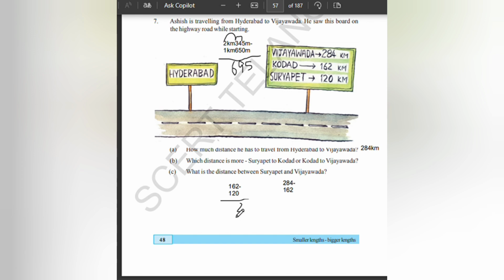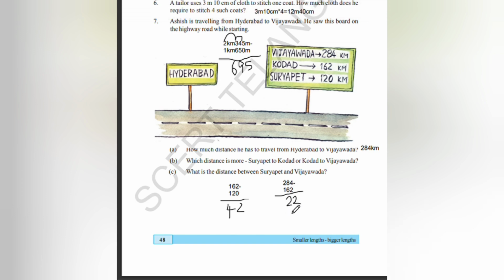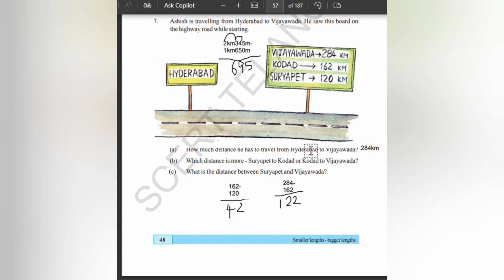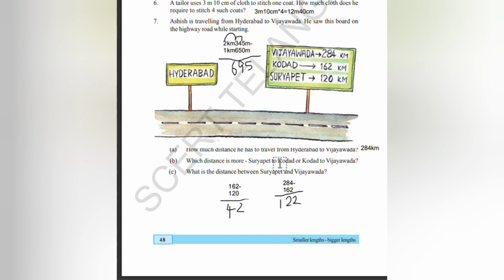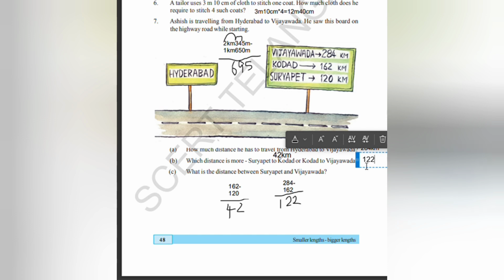It is 2, 4. 4 minus 2, 2. 8 minus 6, 2. 2 minus 1, 1. Suryapet to Kodat, it is 42 kilometer. And Kodat to Vijayawada, it is 122 kilometer.